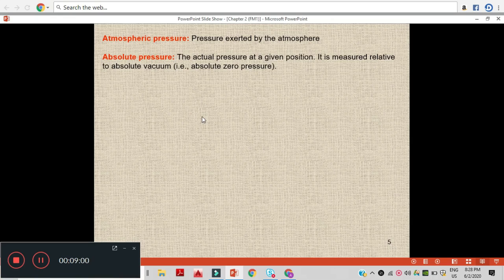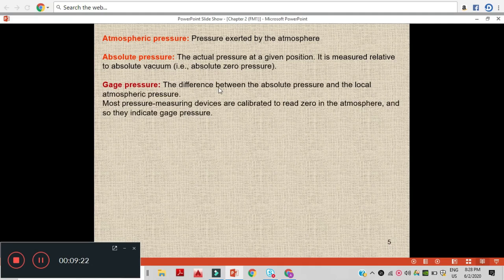Consider our Earth is surrounded with air, and the pressure due to that air we call atmospheric pressure. After the air, we consider there is space. In space, we consider there is no air, no gases, it's a complete vacuum. So that vacuum we consider as zero pressure and as a reference point.